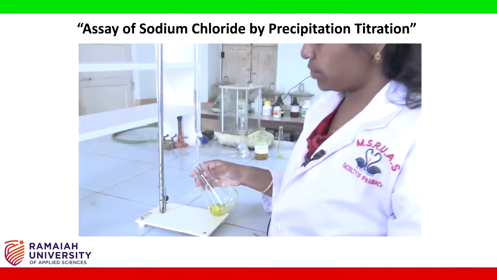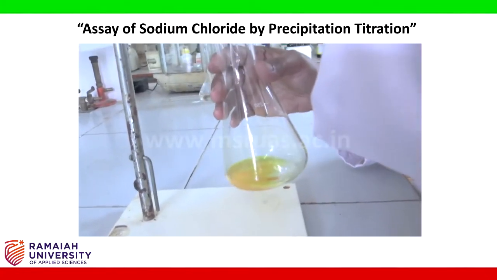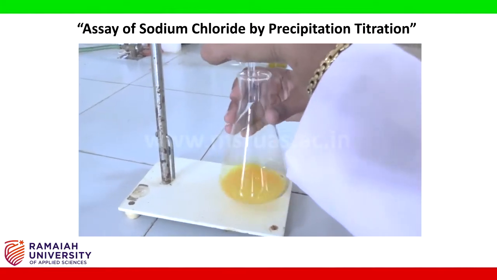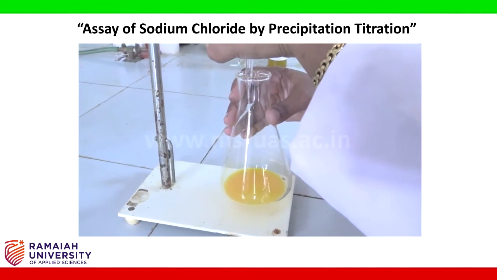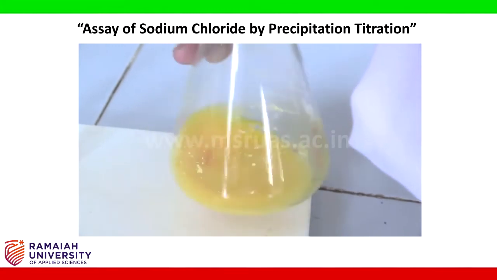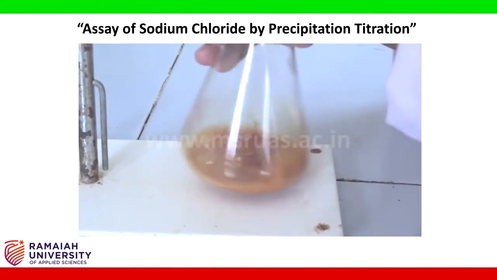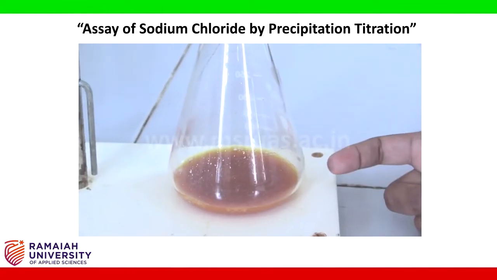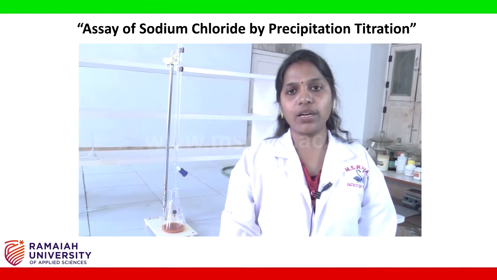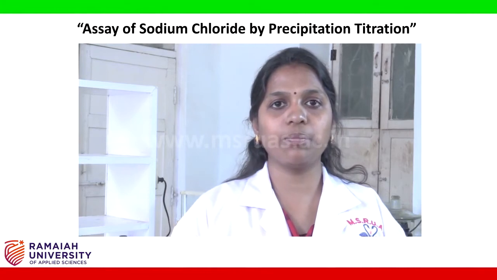Now titrate the solution with 0.1 normal silver nitrate till a faint red color appears. Endpoint is the appearance of faint red color. Repeat the titration to get concordant values. Next is standardization of 0.1 normal ammonium thiocyanate.